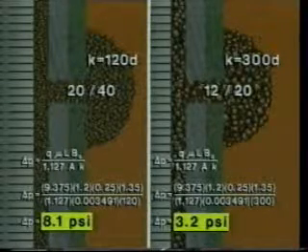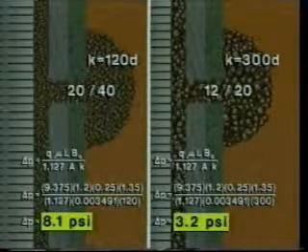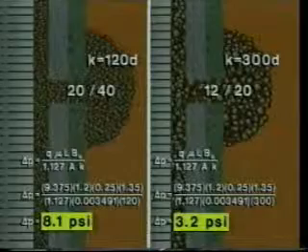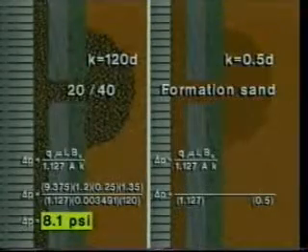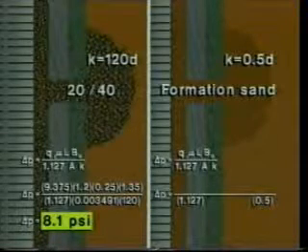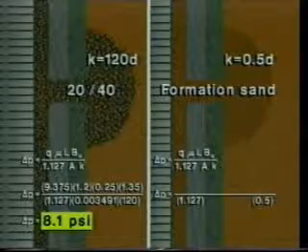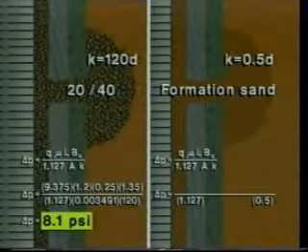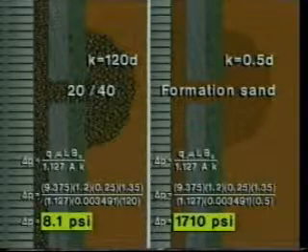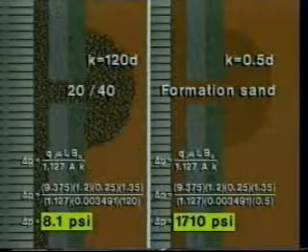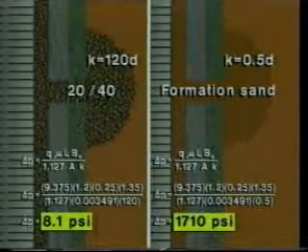As shown by these calculations, the pressure drop for either pack would be less than 10 psi. Quite insignificant. To further illustrate this major point, let's calculate the pressure loss if the perforation channel were filled with formation sand with a permeability of 500 millidarcies. Using Darcy's flow equation, we calculate a pressure drop of 1710 psi. This pressure drop certainly is significant and would prevent the production potential of this well from being realized.